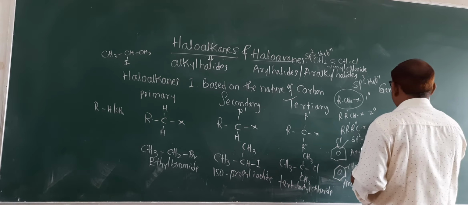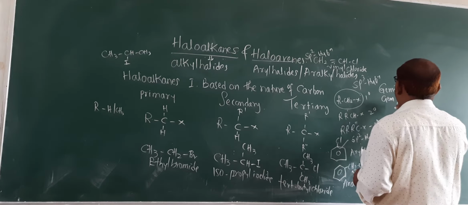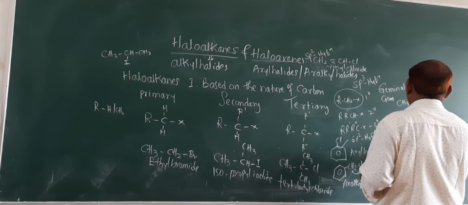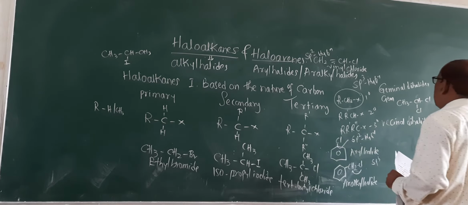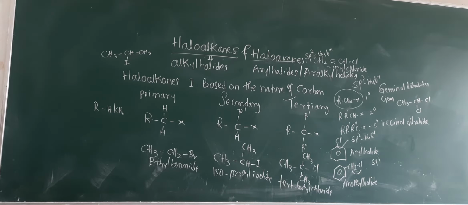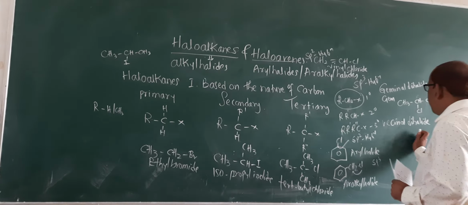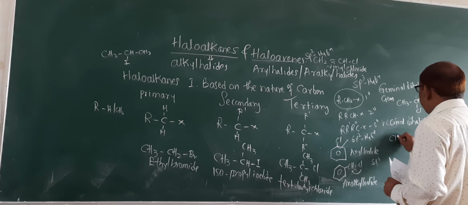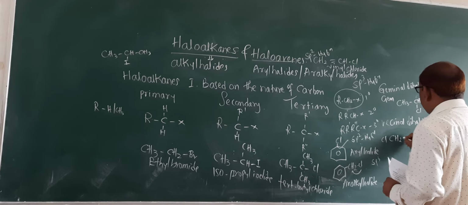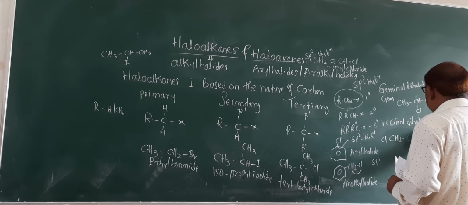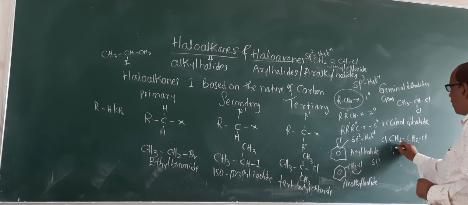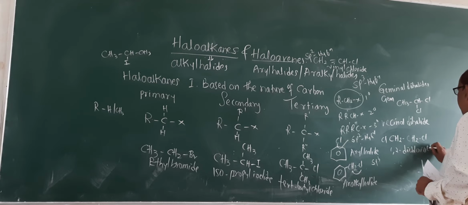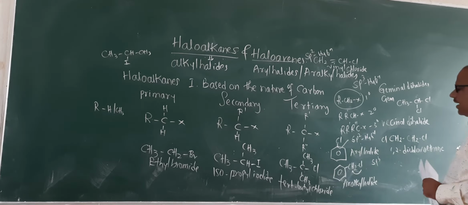Whereas vicinal, this is called gem dihalide. This is called vicinal dihalide or vic dihalide. Means the two halogen atoms are attached to adjacent carbons, that is CH2Cl-CH2Cl. 1,2-dichloroethane is an example for vicinal dihalides.